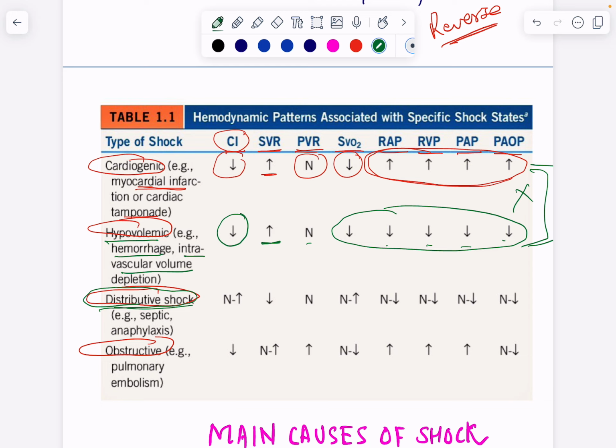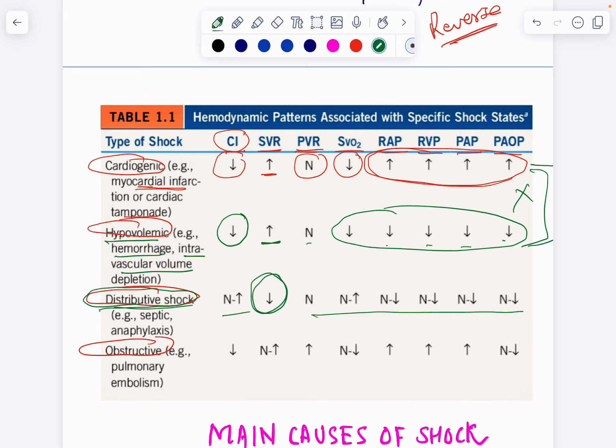Because of vasodilatation, there is a pooling of blood in the periphery. The systemic vascular resistance is mostly affected and it goes down in distributive shock. Other parameters like cardiac index, central venous oxygen saturation, and pressures like right atrial pressure, right ventricular pressure, pulmonary artery pressures, and pulmonary artery occlusion pressure are normal or a little bit decreased. So the basic point is there is a decrease in systemic vascular resistance because of vasodilatation.